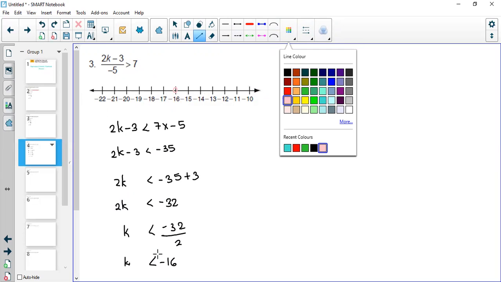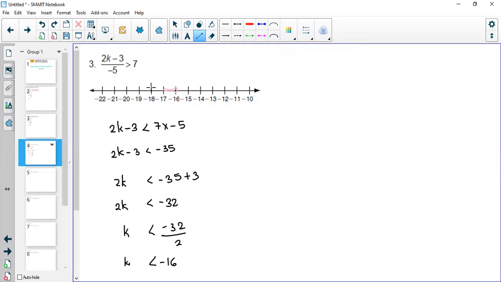Look at the sign. It's pointing to the left, which means the graph should show all the numbers which are less than negative 16, because k can be negative 18, any number which is less than negative 16. So you have learned two important things here. One is, keep in mind, if you're multiplying or dividing with a negative number, you need to flip the sign. If you're not multiplying or dividing with a negative number, just like how we did here, the sign will not be flipped.